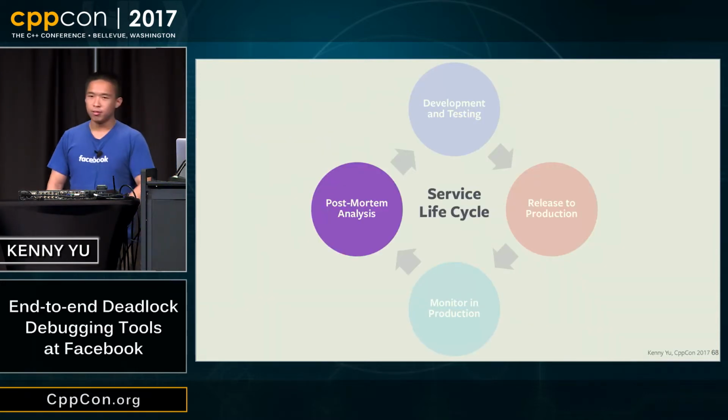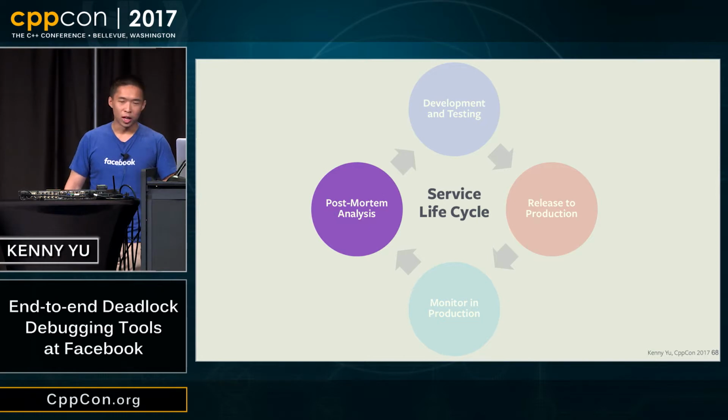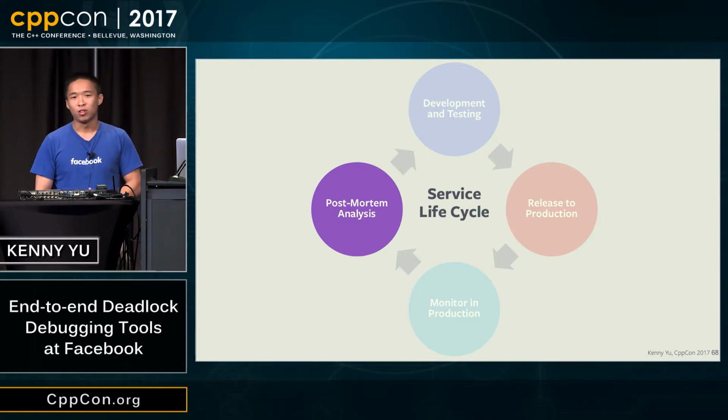Now suppose we did all our due diligence from all the previous phases. We rewrote our library, we're using TSAN, we're using monitoring. But we still get a crash. We still get a hung process, or we get a core dump from a deadlocked process. So how can we detect deadlocks in our service after it's already deadlocked or crashed?